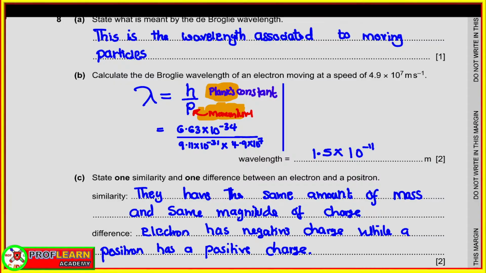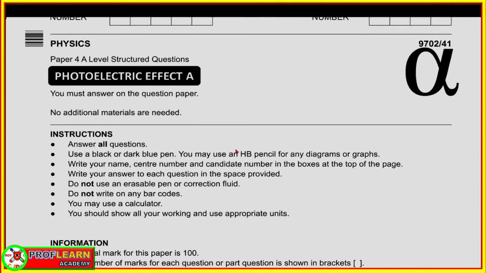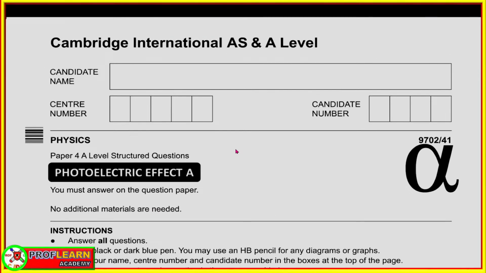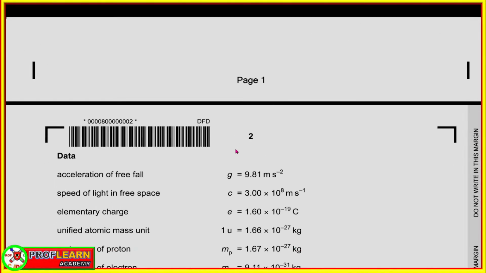Okay, so in this live, we're looking at different topics that are usually tested in A-level physics, and here we are focusing on the photoelectric effect, which is one of the topics in A-level physics. So we're going to look at different questions that have been asked in the photoelectric effect topic.